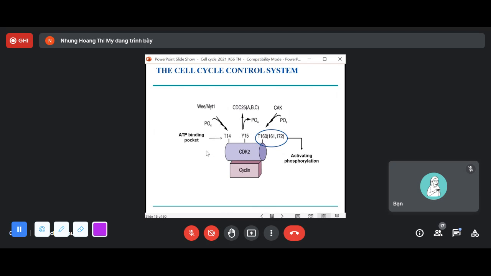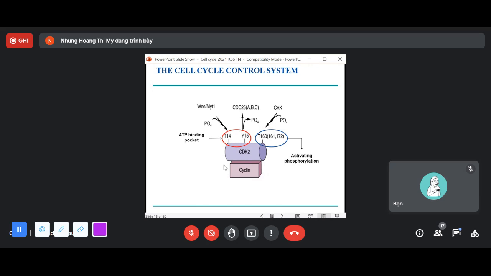Both the T14 and Y15 stay in the ATP binding pocket of the CDK, and whenever these sites are phosphorylated, they can interfere with the positioning of the ATP in the pocket. So that is why they call it an inhibitory site. Okay, because whenever this site is phosphorylated, it will inhibit the ATP binding to this pocket of the CDK.